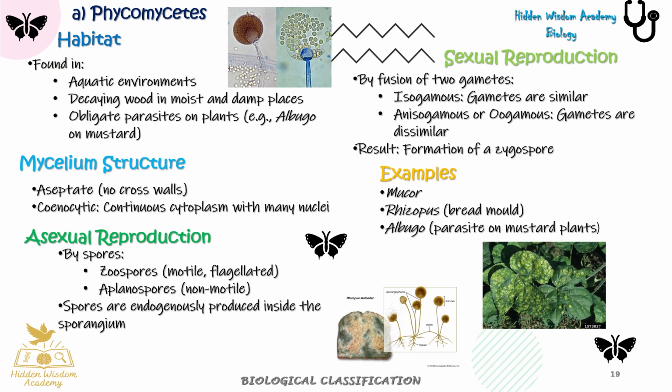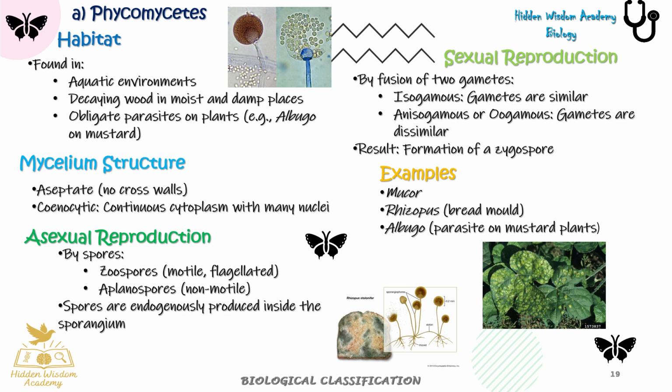A. Phycomycetes. Habitat. They are found in aquatic environments, decaying wood in moist and damp places, and as obligate parasites on plants, example, Albugo on mustard. Mycelium structure. 1. Aseptate, no cross walls. 2. Cenocytic, continuous cytoplasm with many nuclei.